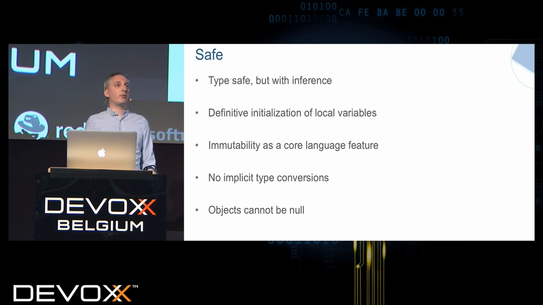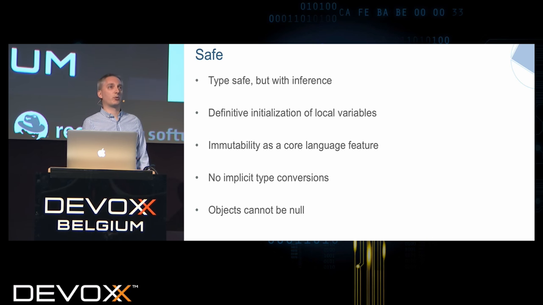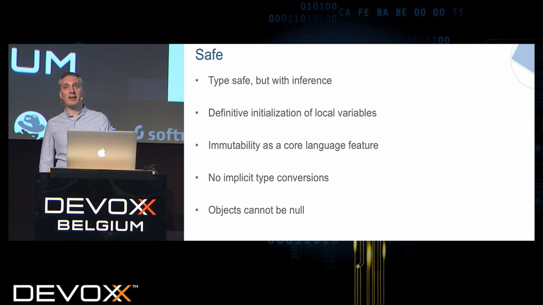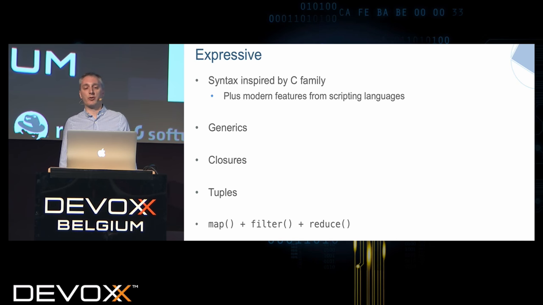In Swift, you can't do that. Every reference has to point to an object at all times, unless you use a specific language feature called optionals, which I'll talk about later. And of course, the consequence of this is if something can't be null, you can never have a null pointer exception. So that kind of designs that problem out of the language. But of course, sometimes you need something to be null, and there's a way to do that, which I'll show.